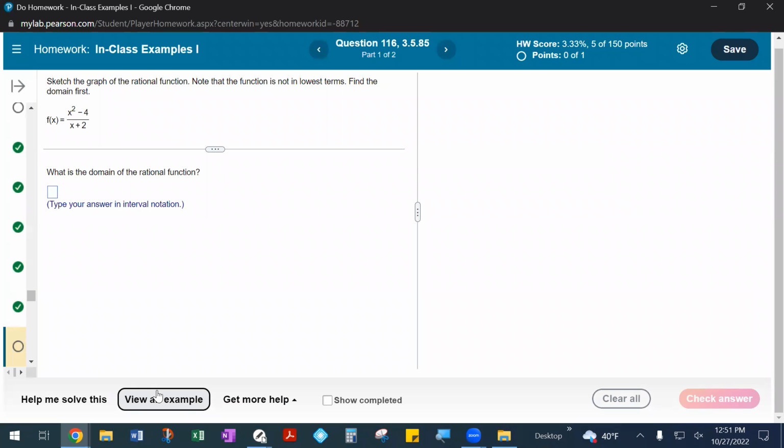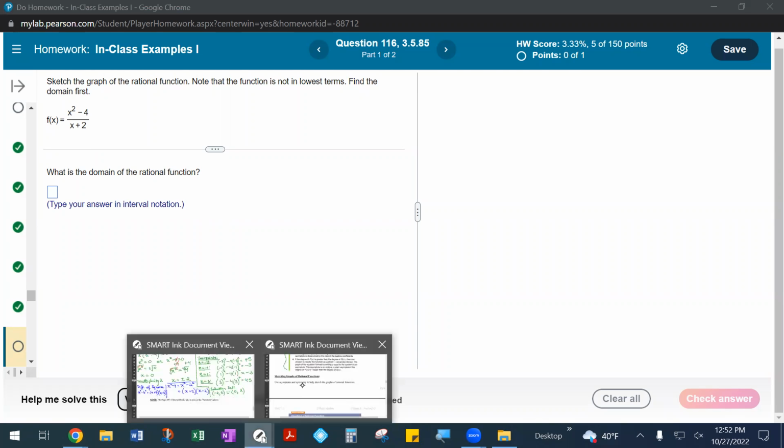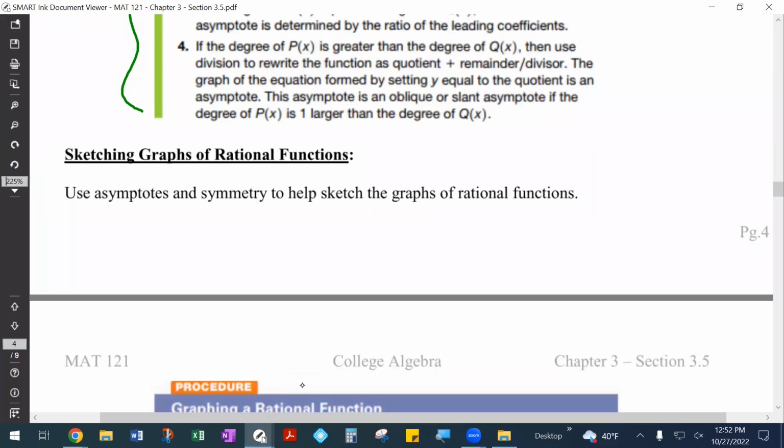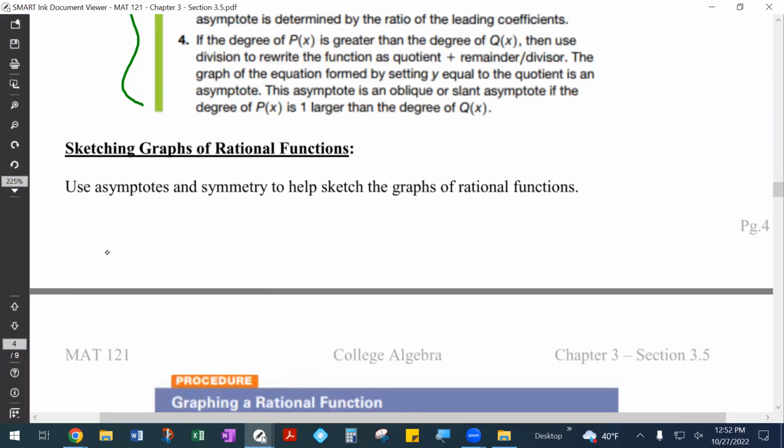Alrighty. I think we should have enough time to get through this. So this one, as you can see, we're now talking about how to graph these rational functions. Some of the techniques will still be very similar to what we talked about in the previous section. The only new thing we'll be bringing in is, of course, asymptotes, because they make a difference on where your graph can go and cannot go. And then symmetry always helps out.